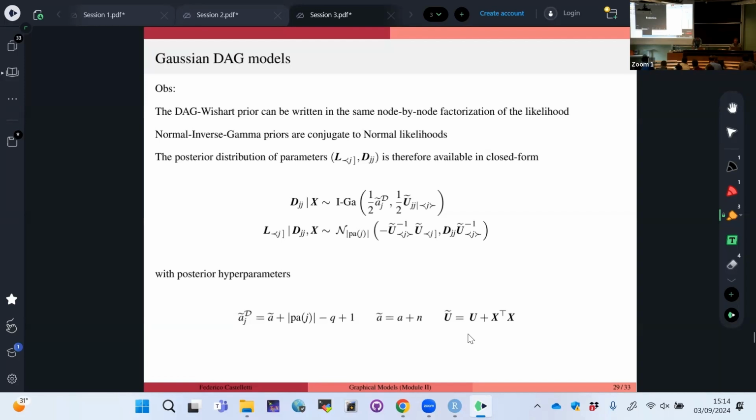Okay, so we know how to sample from inverse gamma and multivariate normal distributions, or at least there are packages to do this. So implicitly, we can sample from DAG-Wishart posterior distributions if we want to do inference on the parameters of a Gaussian DAG model.